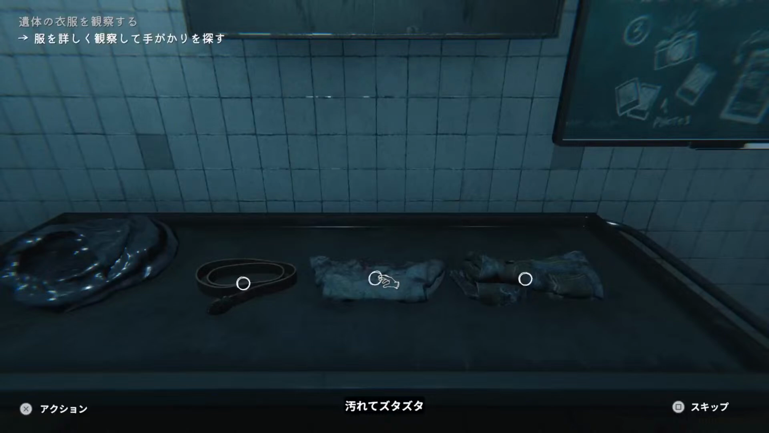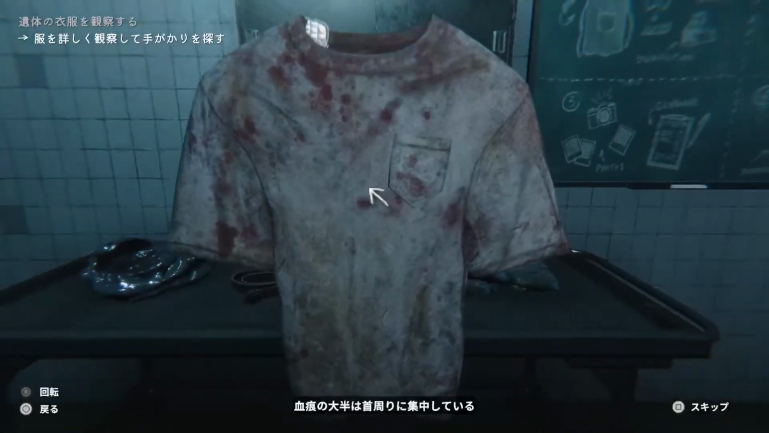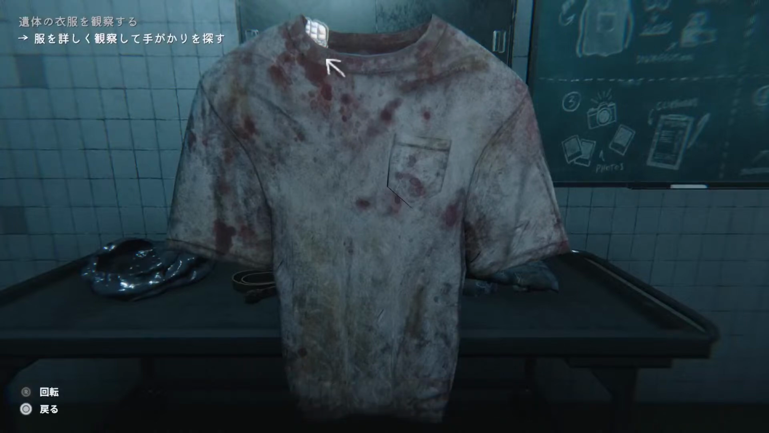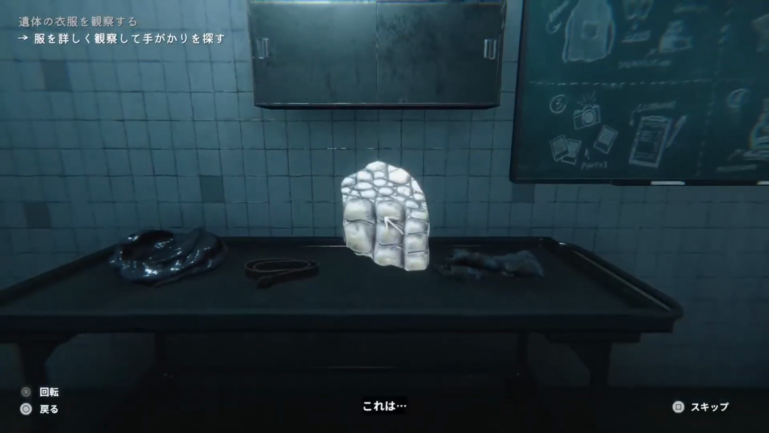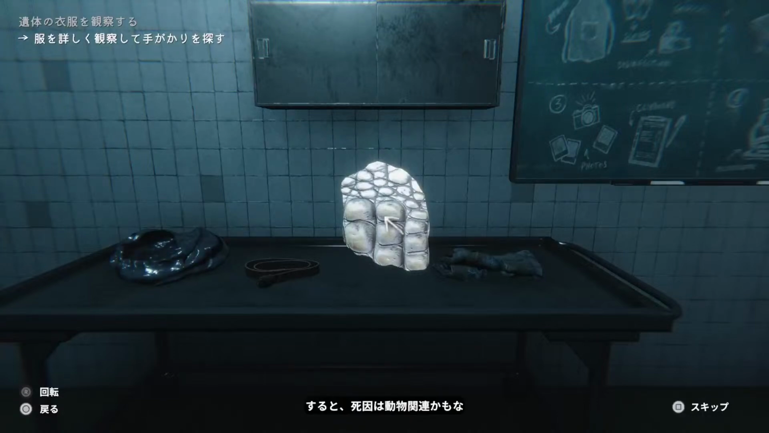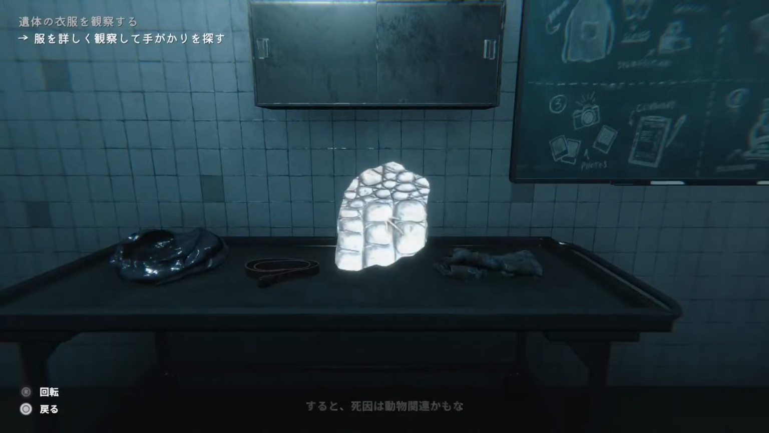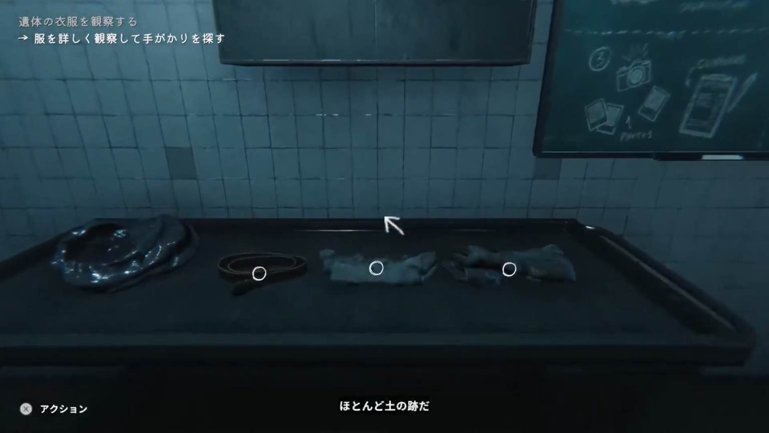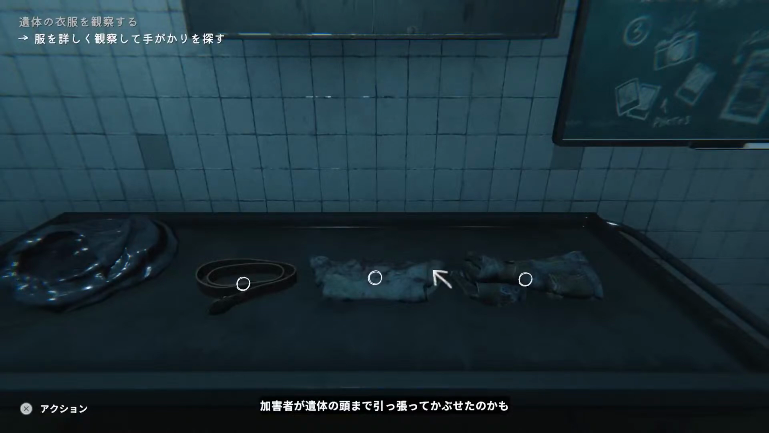Well, dirty and torn. Interesting. Most of the blood is visible around the neckline. However, after decapitation, I would expect a larger stain, reaching much further. Something stuck here. It looks like some kind of ecdysis? Scale? This could point to an animal being responsible. Mainly traces of soil. It's a bit like the perpetrator pulled his shirt over his head.